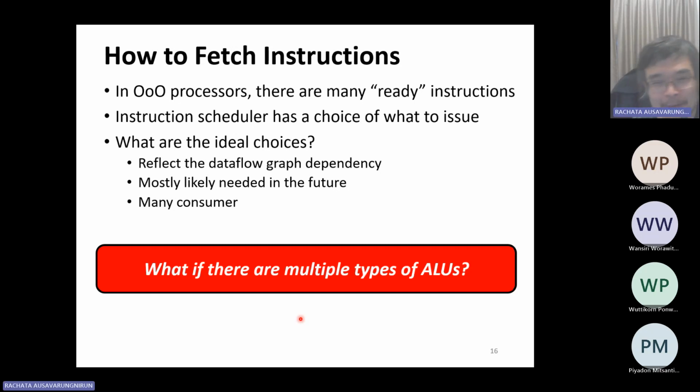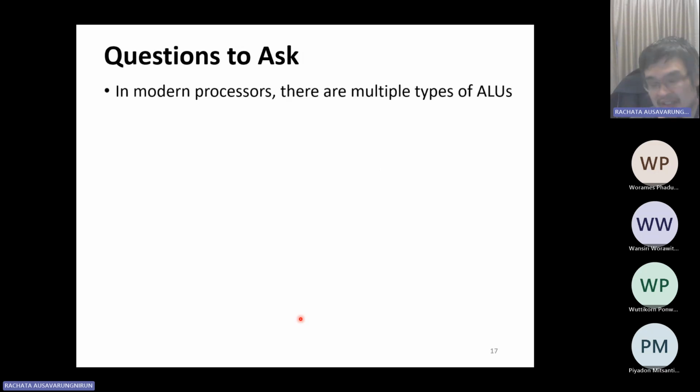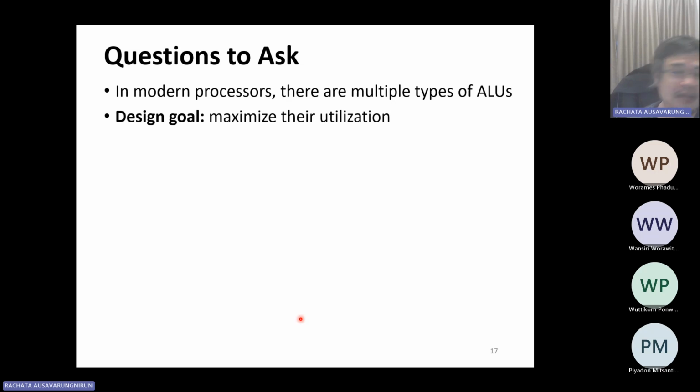So if there are multiple types of ALU, I can think of fetching the instruction this way, by packing those ALUs into one single instruction, right? So the question to ask is, there are multiple types of ALU. I want to maximize utilization. I want to keep squeezing in performance, right? The main problem is, how do I do that? How do I do the scheduling? It can be complex, right?